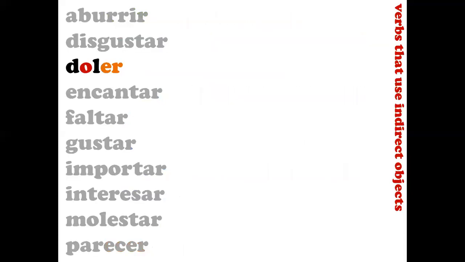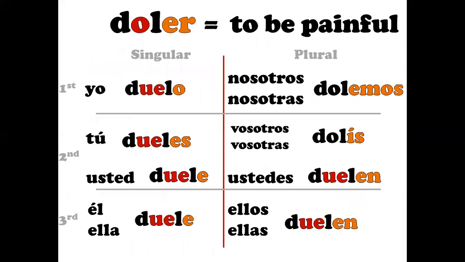So focusing back on doler, because that's the new one we're learning, you can see that the O is red because it's what kind of verb? Take a good look and tell me what kind of verb you see on the screen, doler.